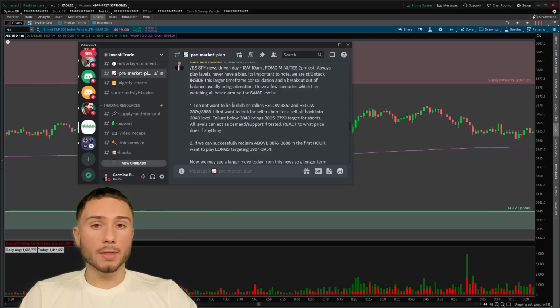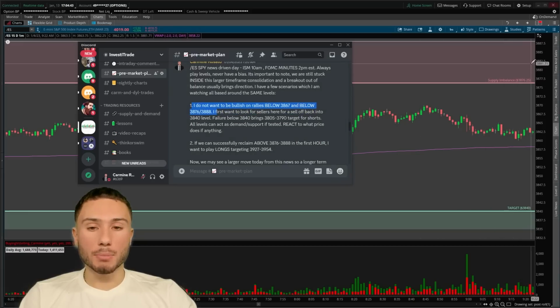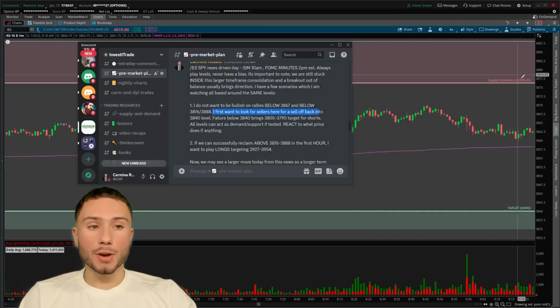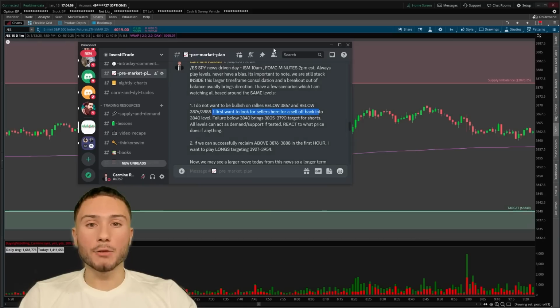Setups I'm watching, levels I'm looking out for, and potential trading scenarios. On the S&P 500 this day, I said I do not want to be bullish on rallies below 3876 supply, and then we also had demand / a target below at 3840. I said I first want to look for sellers here at 3876 supply for a sell-off back into 3840.